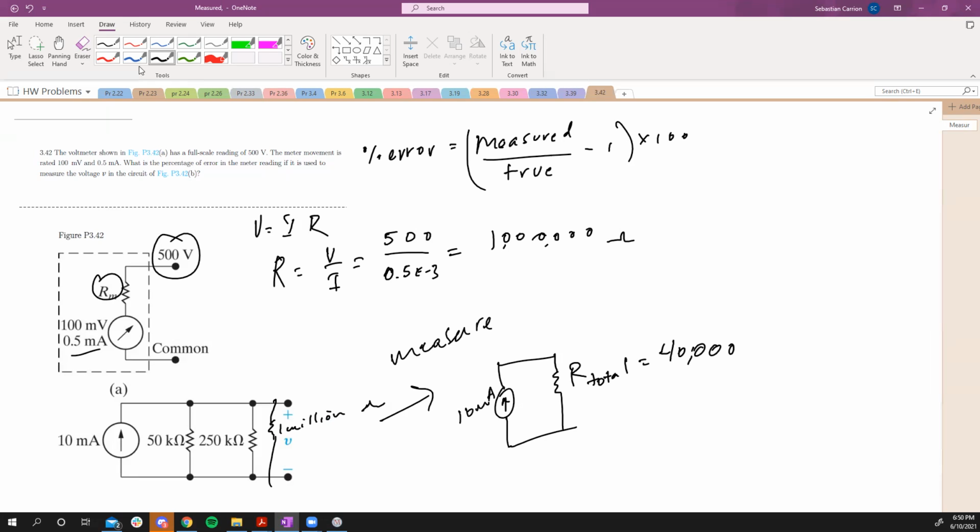So then our V across here would be the same here. V would also be the same here. So then we can just say V is equal to I times R. So 10 milliamps times 40K. This is our V measured. So that would be, our reading would be 400 volts.